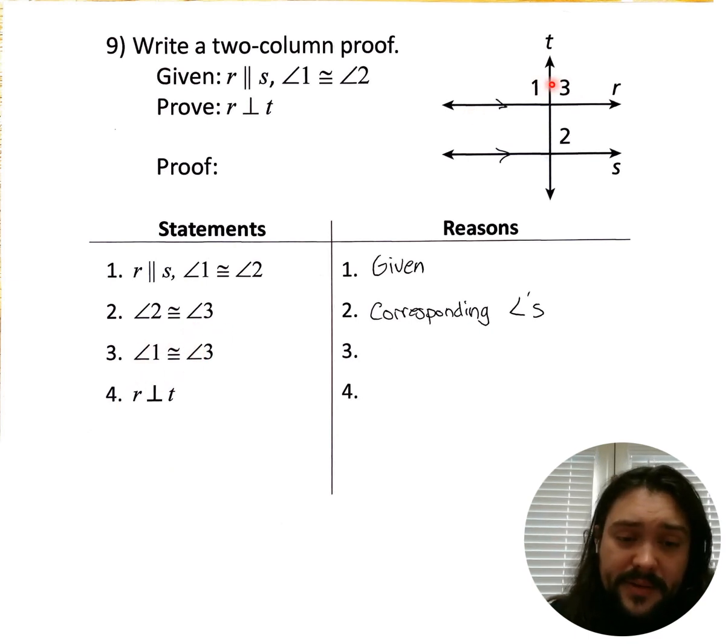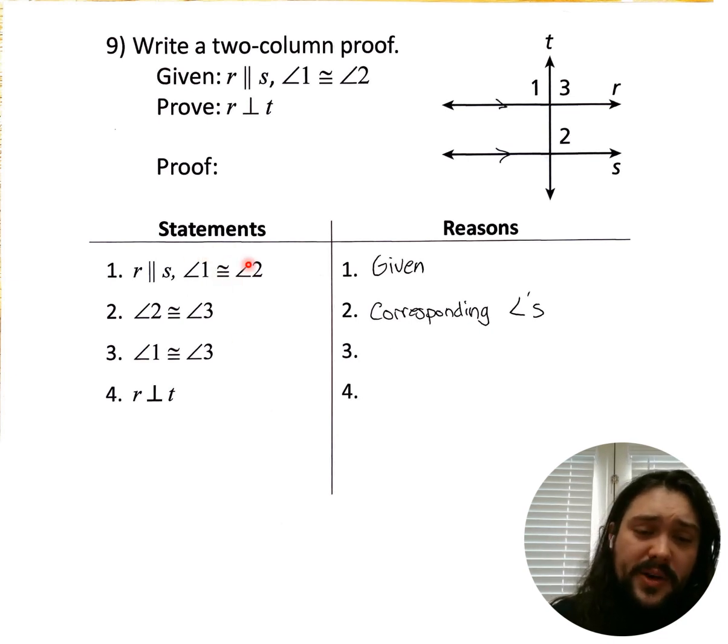How do we know that? Well, we can do it a couple of different ways. We know that these form a linear pair, so I can say that. We also can just use substitution. 1 is congruent to 2, and 2 is congruent to 3. So that means 1 has to be congruent to 3.